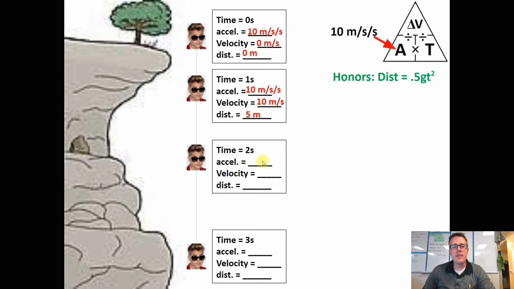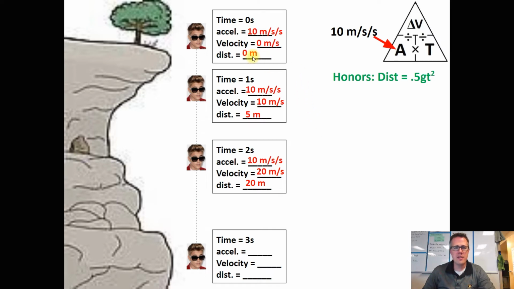2 seconds later, gravity hasn't changed. It's still going to be pulling him down at 10 meters per second per second. However, his velocity, he's now going faster. Acceleration adds 10 every second. So before, in the last second, he was at 10, so we're adding 10 more. Now he's going 20 meters per second. And if you plug this into the distance equation, now he has fallen 20 meters.